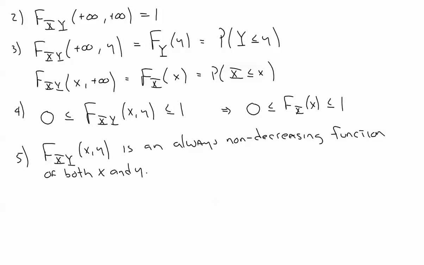And then my sixth property, we won't encounter this too much. This is the property about continuity from the right. It's more applicable when we talk about discrete cumulative distribution functions, discrete random variables. I don't believe we're going to encounter any discrete joint random variables, but nevertheless, for purposes of completeness, let me write down this property. The joint cumulative distribution function is continuous from the right.